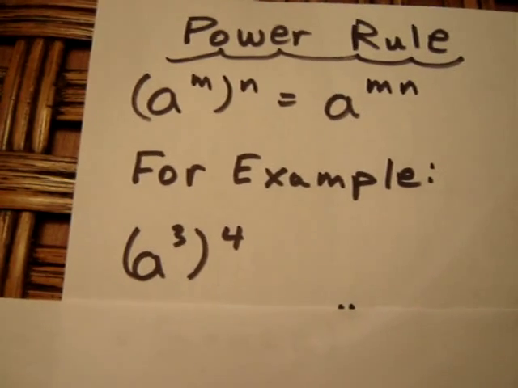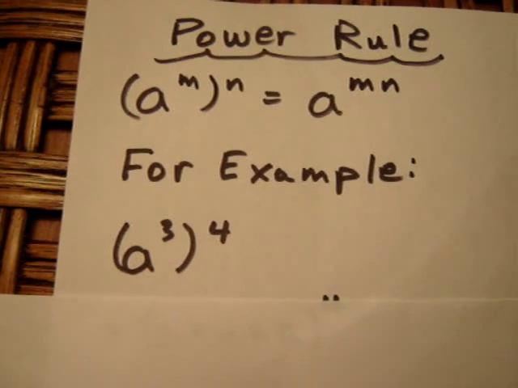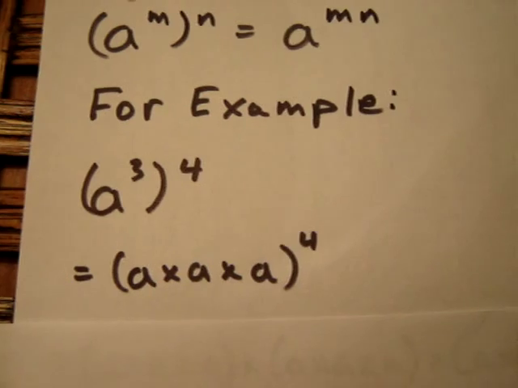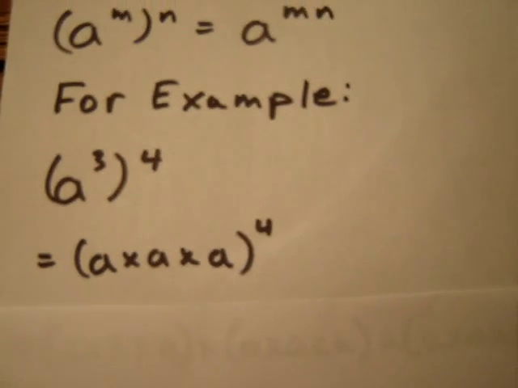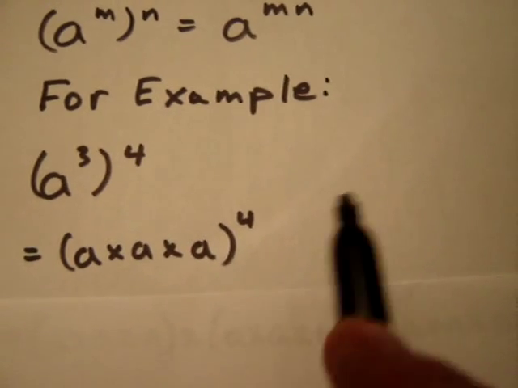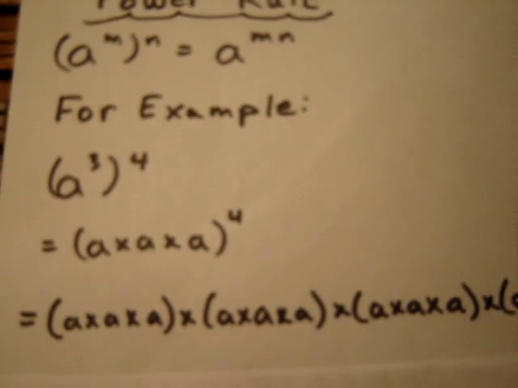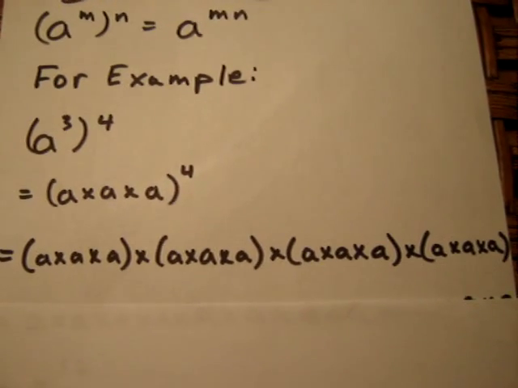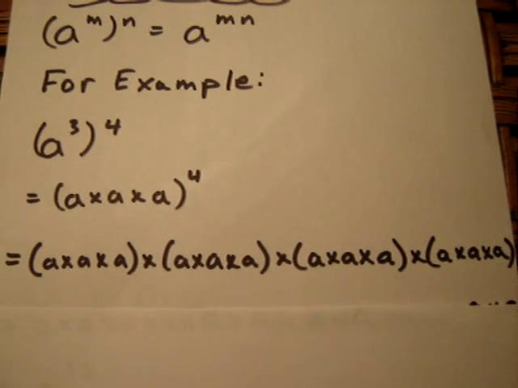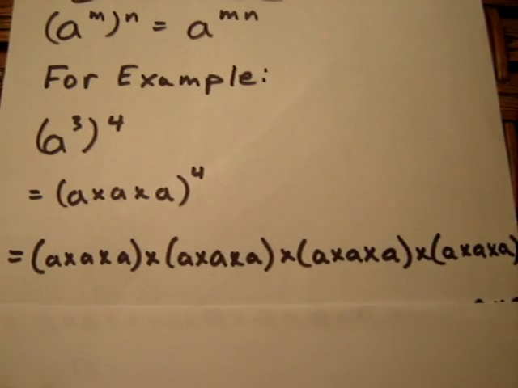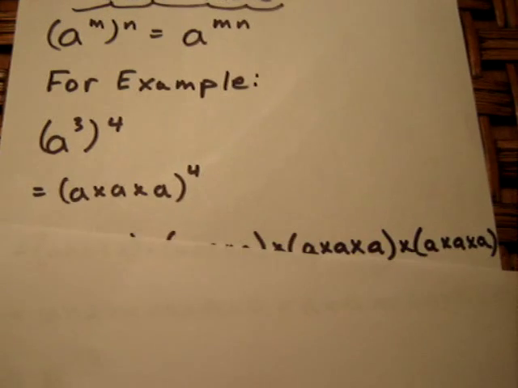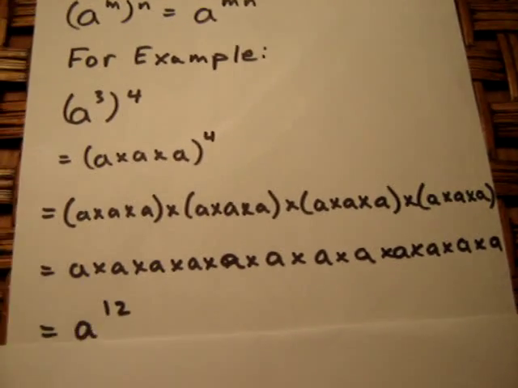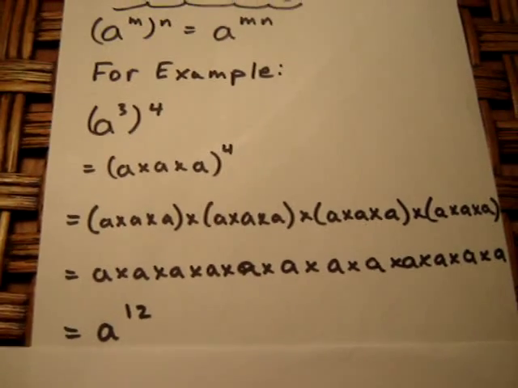Well, a cubed is simply equal to a times a times a, so a cubed to the exponent 4 is like a times a times a to the exponent 4. Well, all that means is that we would write this out 4 times, and we would get a string of 12 a's listed out consecutively, which would simply be a to the 12th.